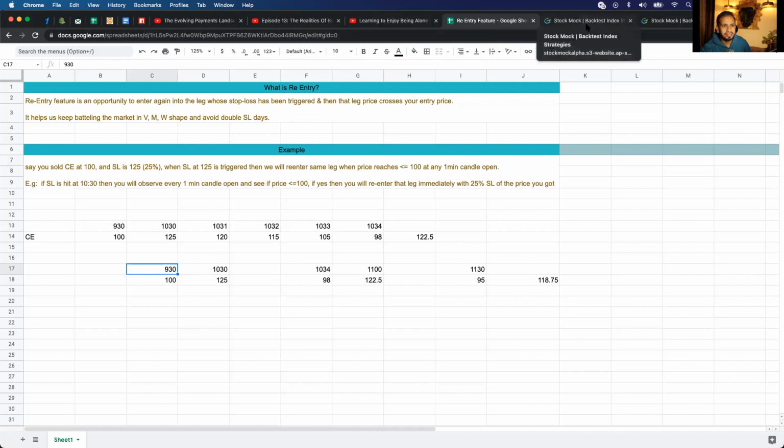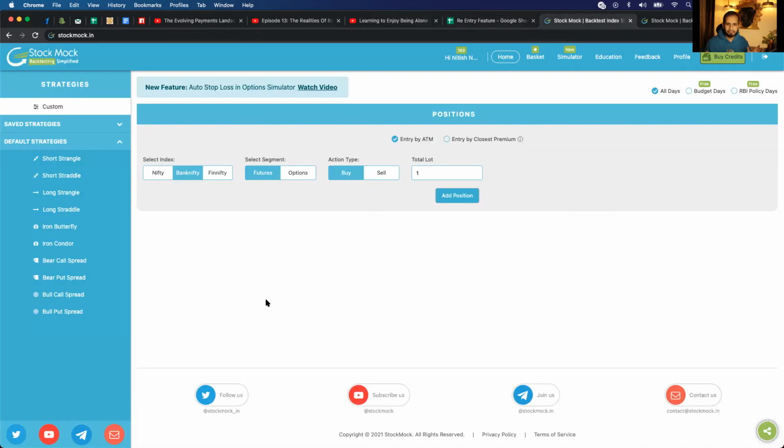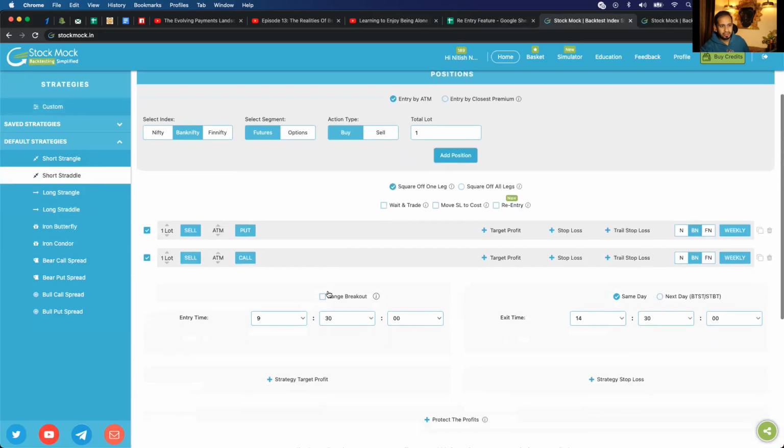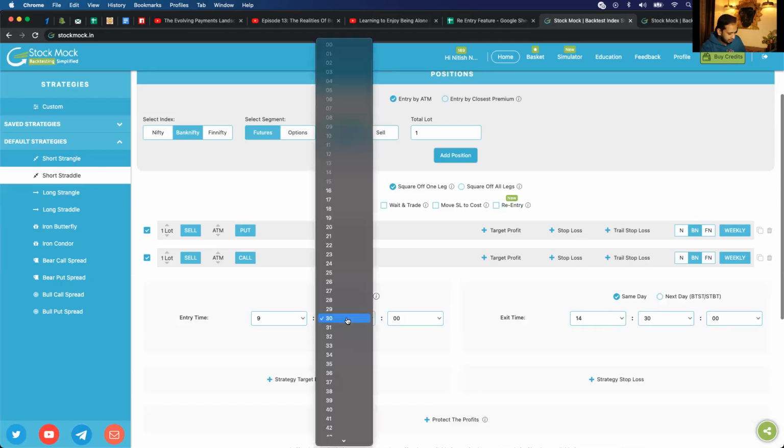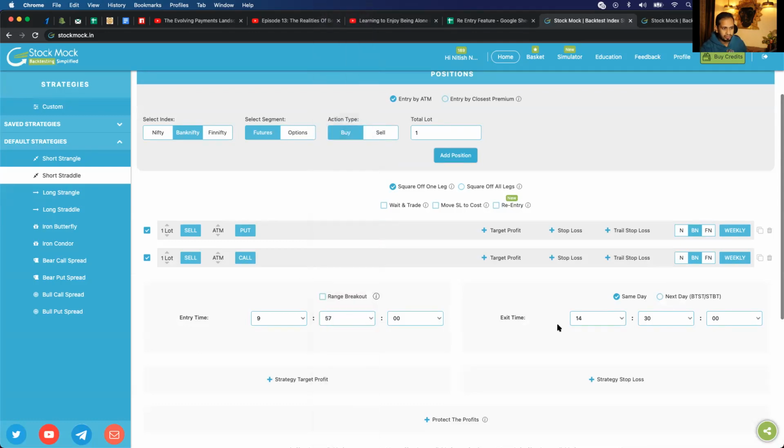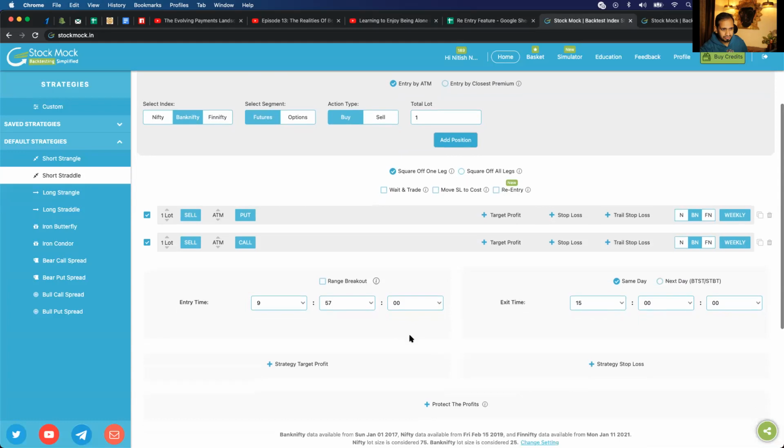And I'll take a very simple example of a short straddle. Okay. So for shorting a straddle, we can click on the short straddle on the left side. It's ATM call sell, at the money call sell, and at the money put sell. I'll enter at 9:57 and I'll exit at 3 o'clock. It's a very simple one. Okay. With 30% SL.